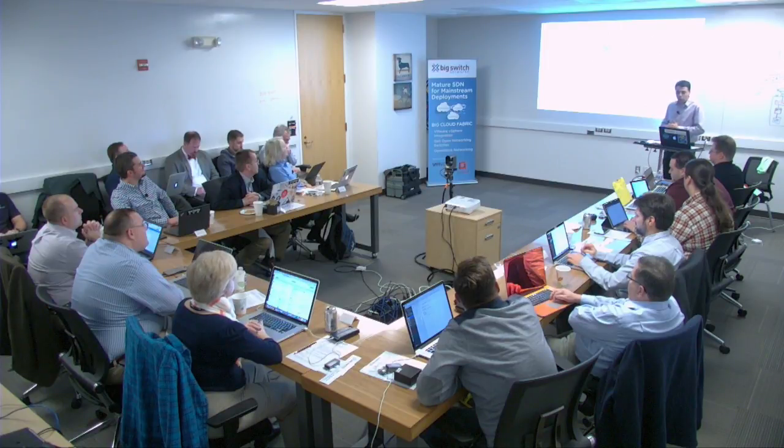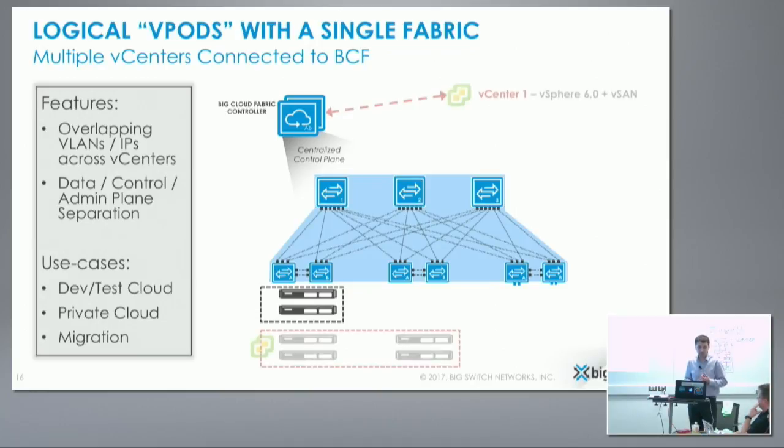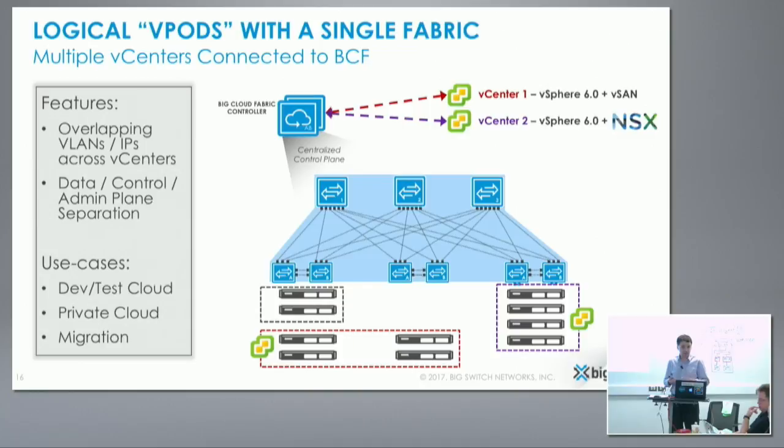So virtual pods is one of the key technologies for Big Cloud Fabric, allowing us to build secure pods, secure in terms of data plane, control plane, administration plane. And when we're connecting multiple vCenters to the fabric, in this case, in my demo, I have one vCenter connected to the Big Cloud Fabric controller. It's running vSphere 6.0. And by the way, it happens to run vSAN, right? So VMware hyperconvergence technology. And there's another vCenter running vSphere 6.0 with NSX.